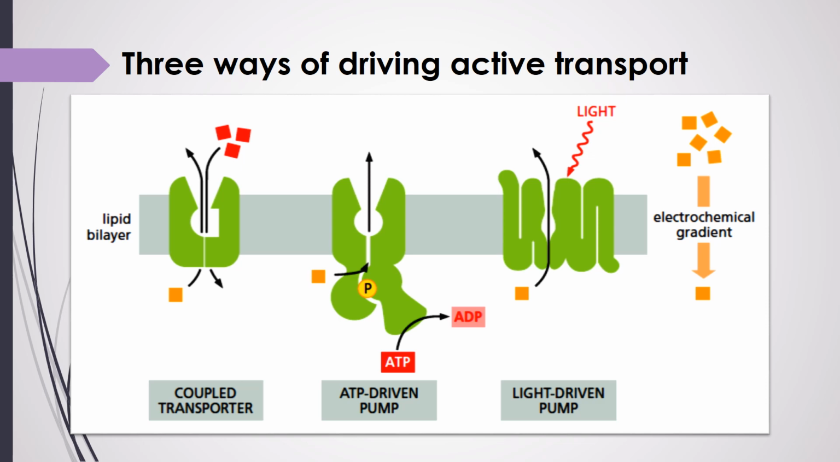Now we come to the coupled transporters, one by one. Coupled transporters harness the energy stored in a concentration gradient to couple the uphill transport of one solute across the membrane to the downhill transport of another, while ATP-driven pumps couple uphill transport to the hydrolysis of ATP. The last are the light or redox-driven pumps, which are known in bacteria, archaea, mitochondria, and chloroplasts, and couple uphill transport to an input of energy from light, as in bacteriorhodopsin, or from a redox reaction, as in cytochrome C.